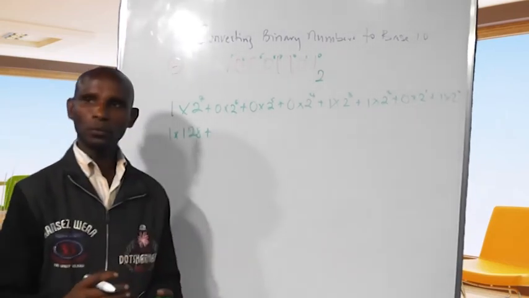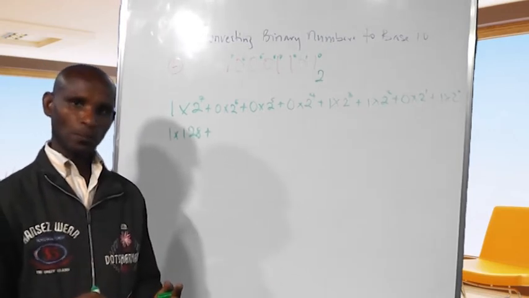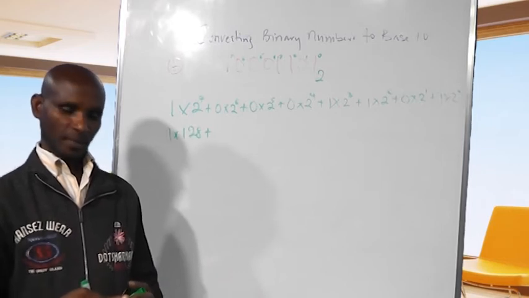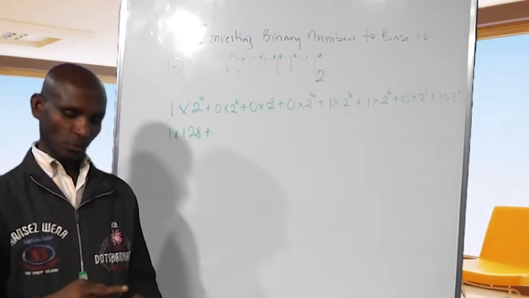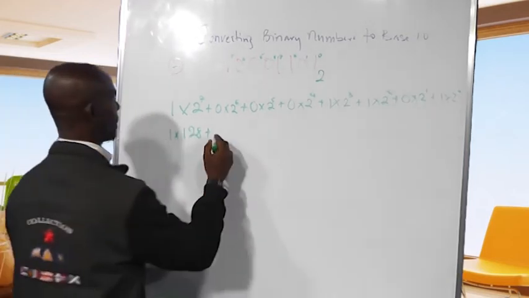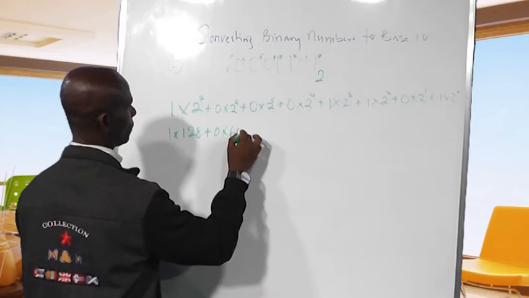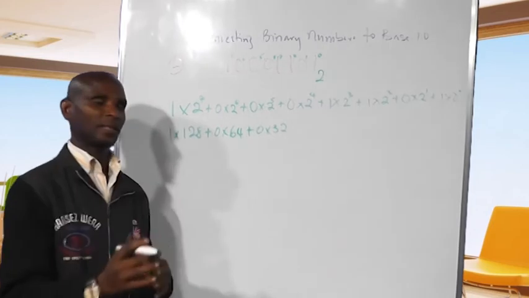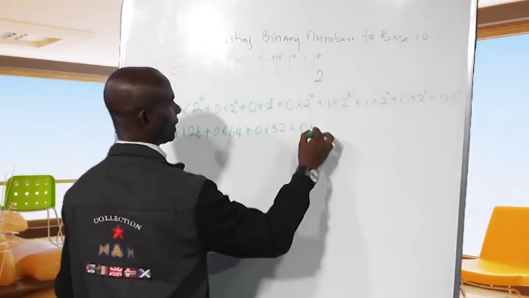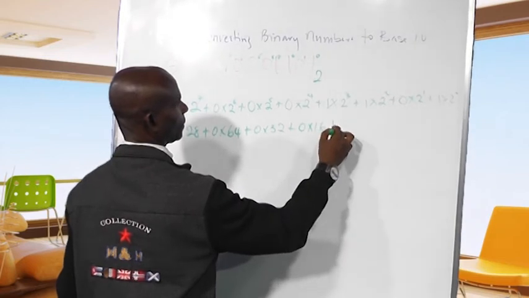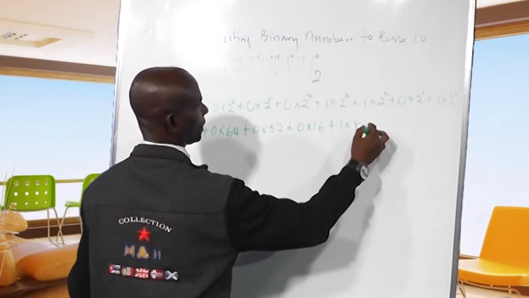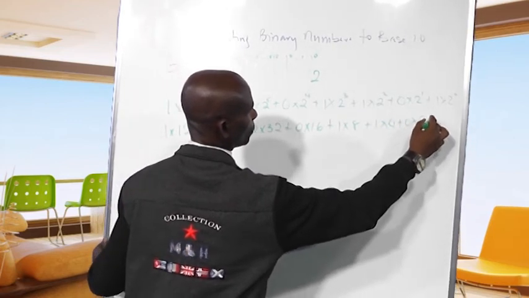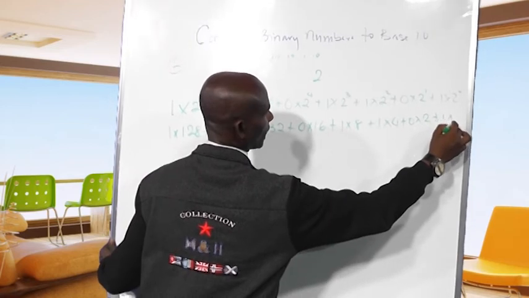We multiply 2 six times. We have 2 times 2, 4. 4 times 2, 8. 8 times 2, 16. 16 times 2 is 32. 32 times 2 is 64. So we have 0 times 64 plus 0 times 32, 2 to the 5th power is 32, plus 0 times 16 plus 1 times 8 plus 1 times 4 plus 0 times 2 plus 1 times 1.